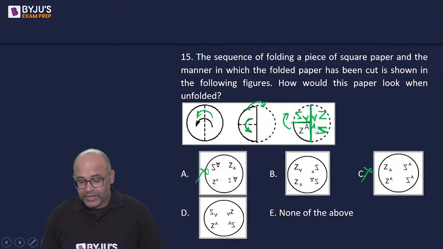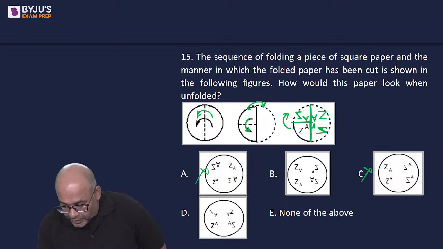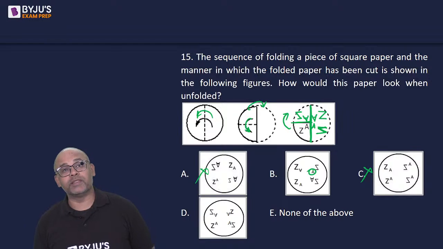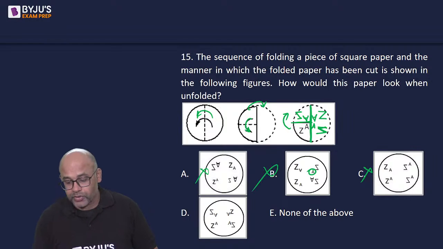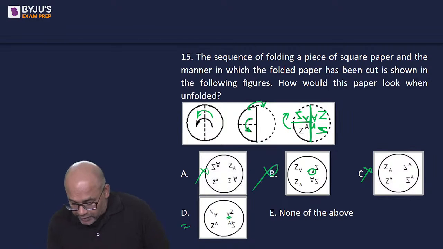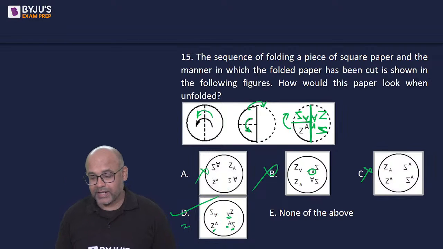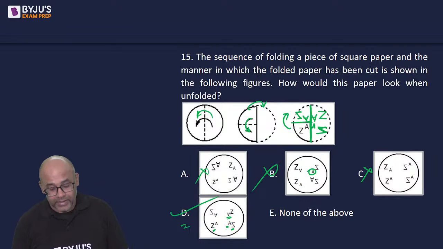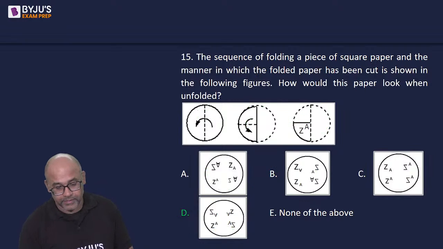Okay, so where is that now? Let us see. Okay, this is where the problem lies. The A should be inverted. So B is gone. Now let's look at D. A is inverted, A is straight, Z is correct. Okay, all this is correct, so D is the correct answer.